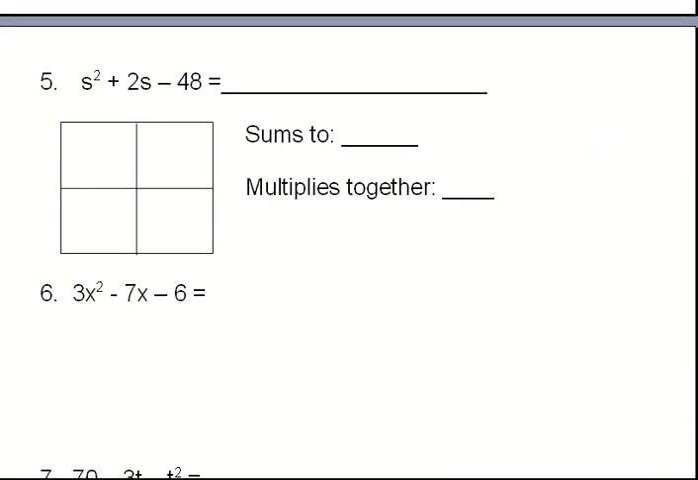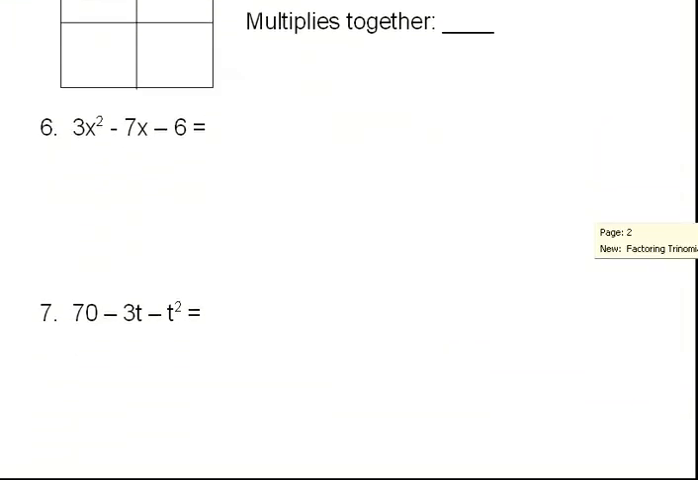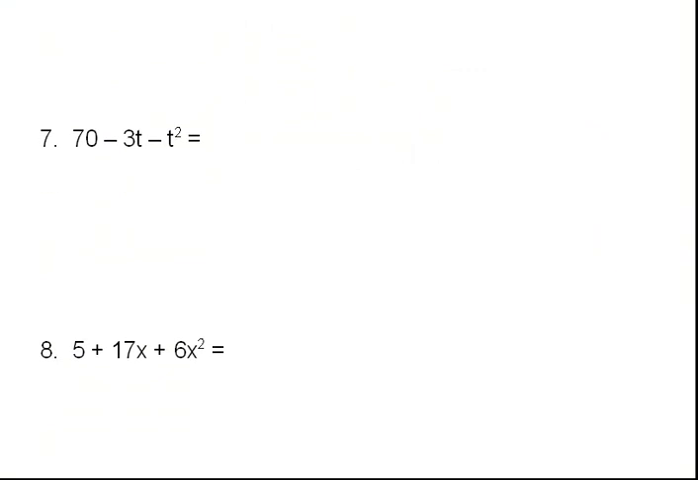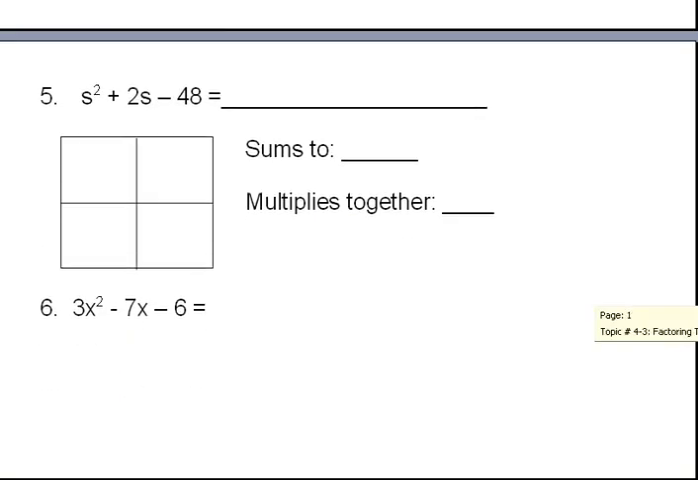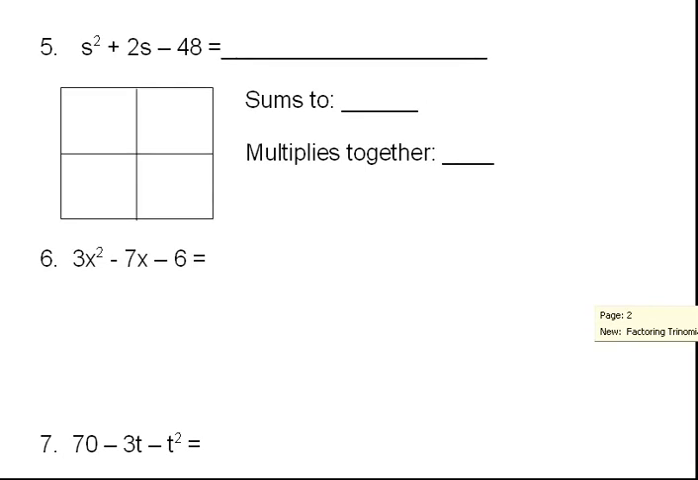We've got examples 5, 6, 7, and 8. So we're going to put 5 and 6 here where we can work with those. Get our pen back. Alright, s squared plus 2s minus 48. So it's going to sum to be 2s, and it's going to multiply to be negative 48 s squared. And remember, we get that by multiplying the terms on each end of our trinomial.